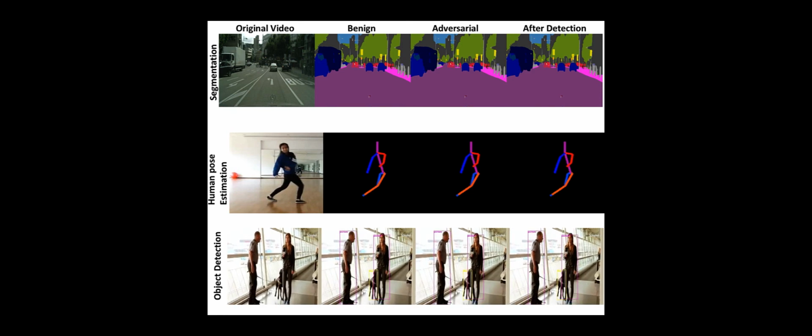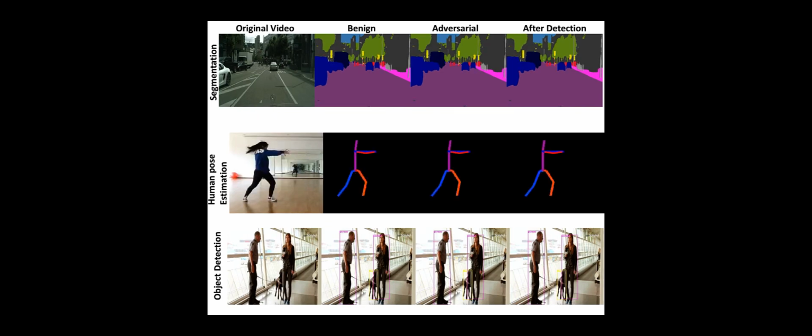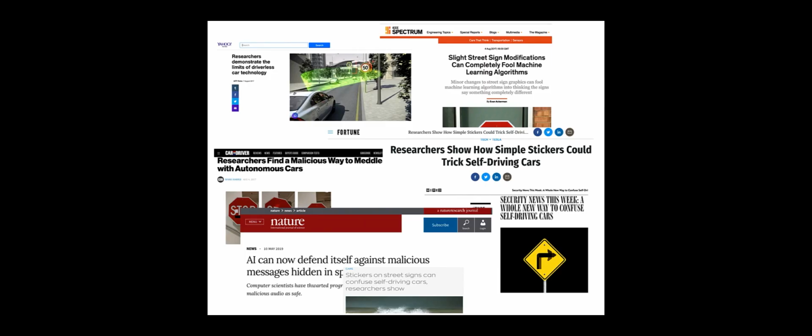So this shows that it is possible to effectively improve the robustness of the machine learning pipeline by incorporating common sense or human inference knowledge. And these works have been discussed in different media.